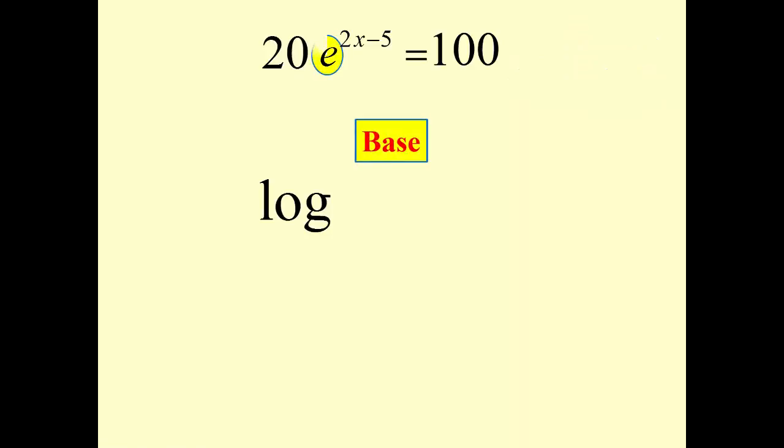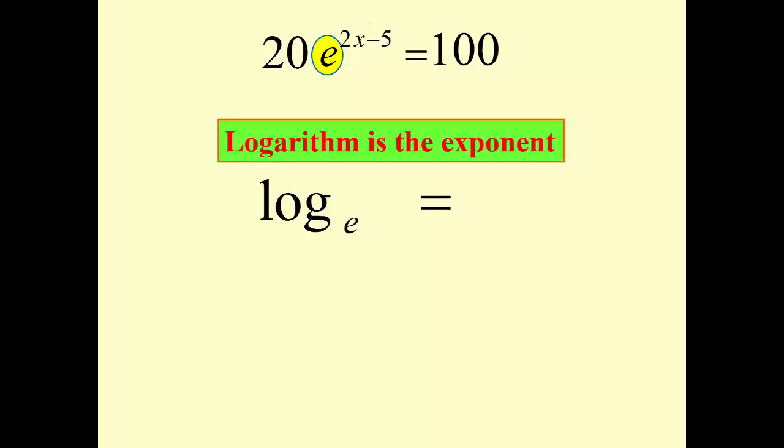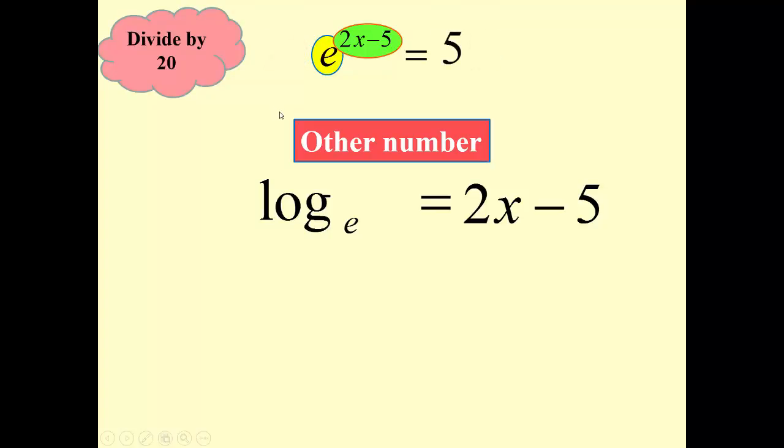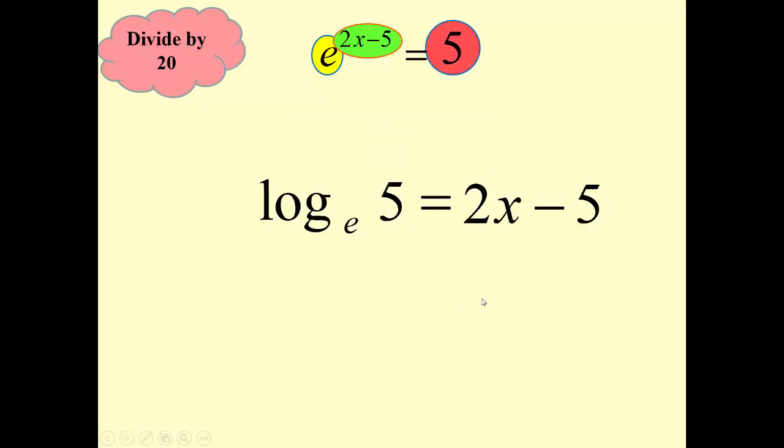I'll slow down so you can see. Here's the base. Here's the exponent. And there's too many other numbers. So nix that and start over again. If we divide out the 20, then change it, we get the log base e of 5 equals 2x minus 5.